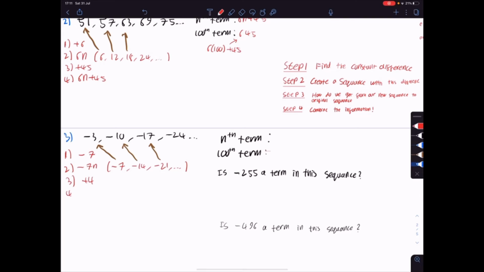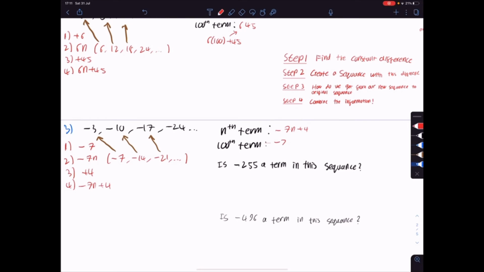So, step 4, if we combine this information, we know if we have the sequence -7n and we add 4 to that sequence, we're going to get back to our original sequence. So our final answer is -7n plus 4 is our nth term. Again, to find our 100th term, all we need to do is substitute in n equals 100, and we get our 100th term as -696.